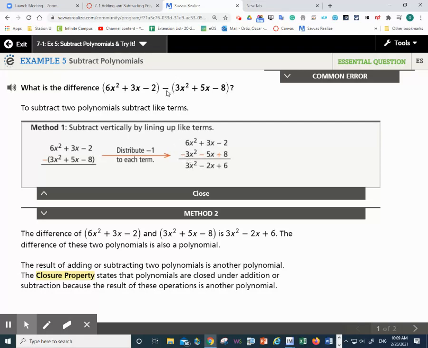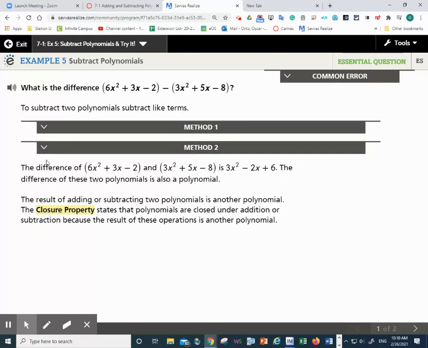What is happening is that you're distributing that -1 to each one of the terms, and in doing that, each one of them will switch the sign. So the 5x that was positive now is negative, and the 8 that was negative now is positive. So you are distributing that -1, and then you are combining just like we did before, okay? But it's not the only method.